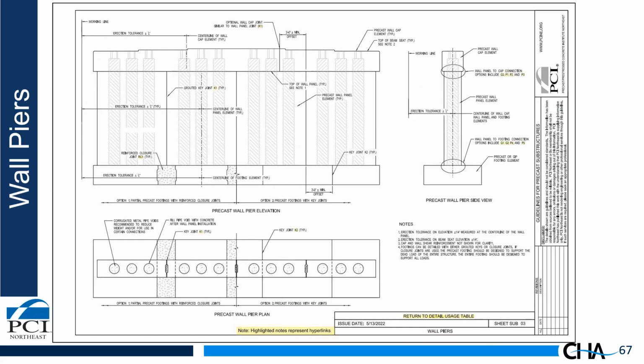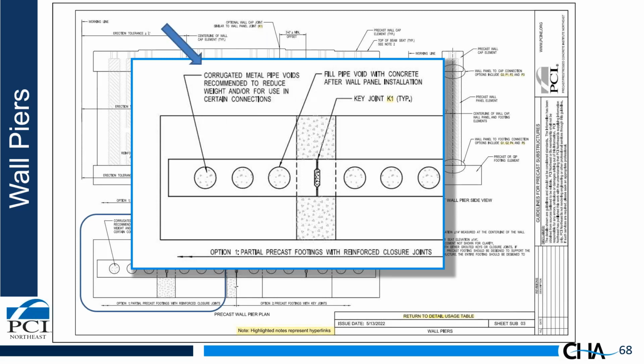So now let's take a look at wall piers. We included pier bents. Now we're looking at wall piers. Let's take a look at this detail in the bottom left corner. The key thing we like to point out here is that we're using corrugated metal pipe voids to reduce the weight of the piece, and also we can use it for certain connections that we'll go over today. Once the piece is erected, the pipe voids can be filled with normal concrete, as shown here.